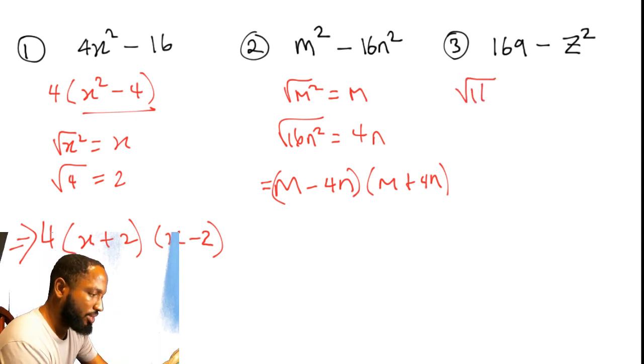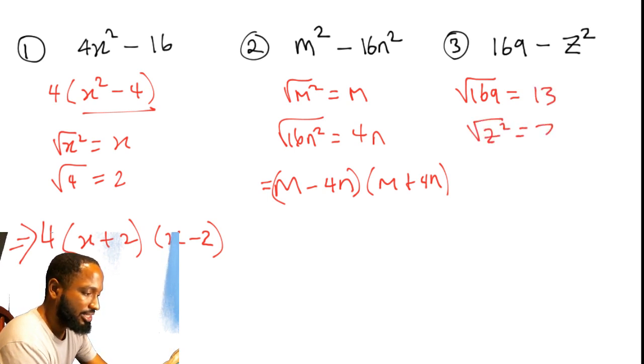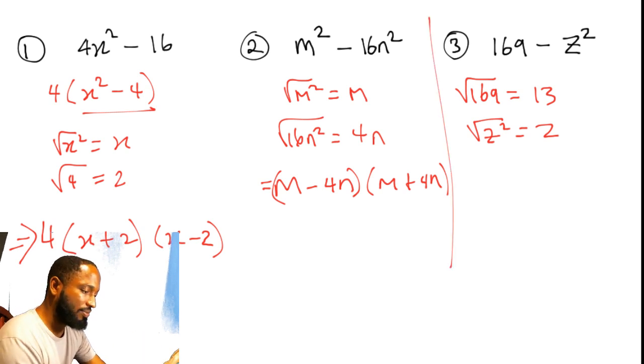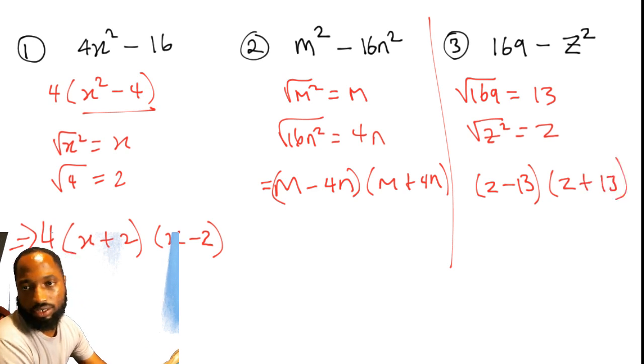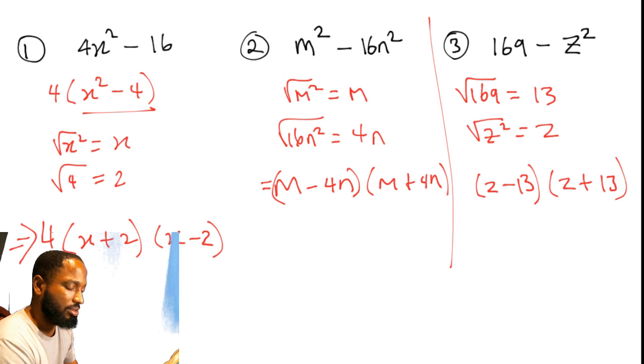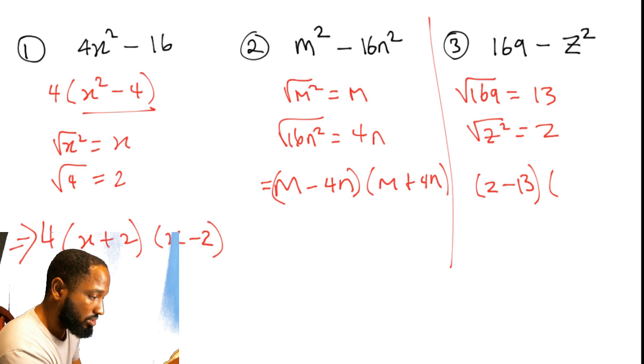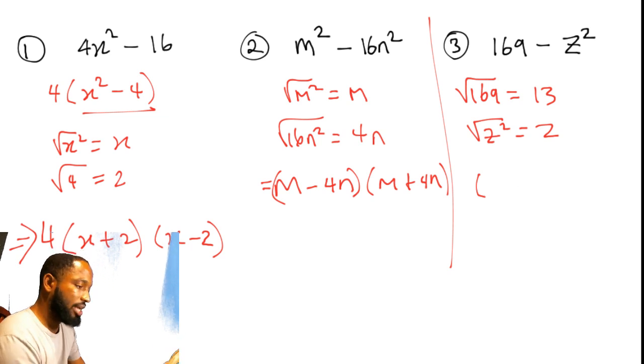The square root of 169 is 13, and the square root of z squared is z. So your answer for this is just going to be z take away 13 and z plus 13. Well, look why I got that wrong. Actually, the 13 was first, and that's important.